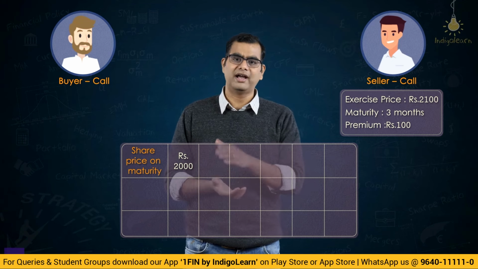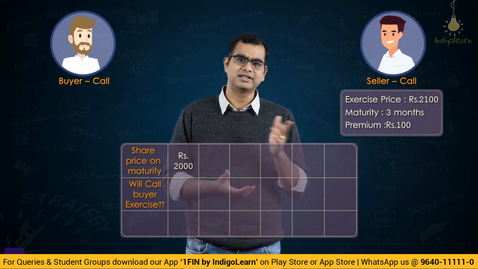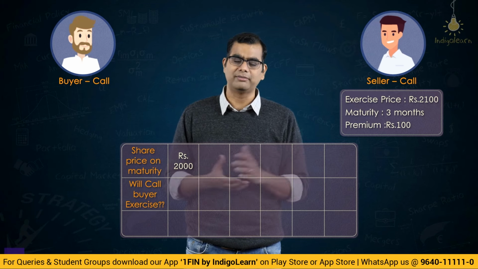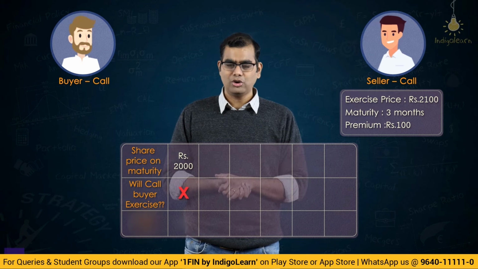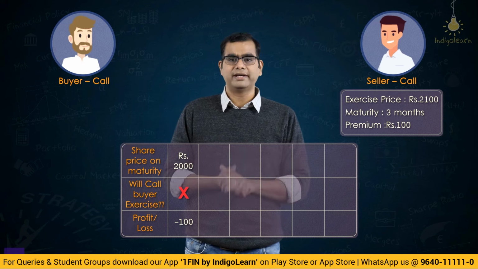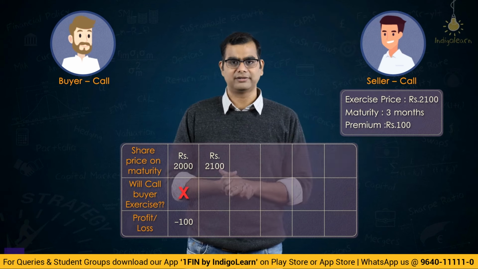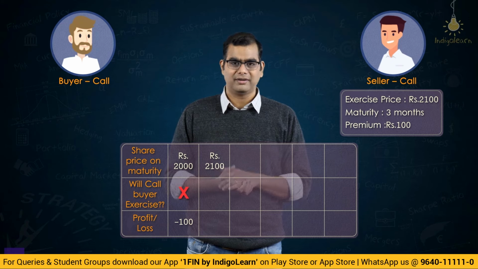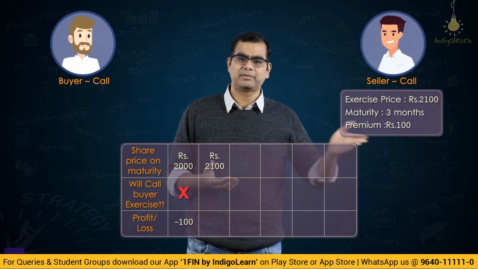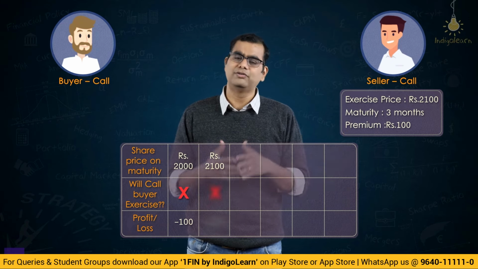What will you do? You have a right to buy at 2100. Market rate is available at 2000. Will you buy or will you not buy? You will not buy. So at 2000, you will not buy. Let us say the price in the market is exactly 2100. You buy or not buy? Market price is the same, your contract price is the same. Then also it doesn't matter. You will not buy.